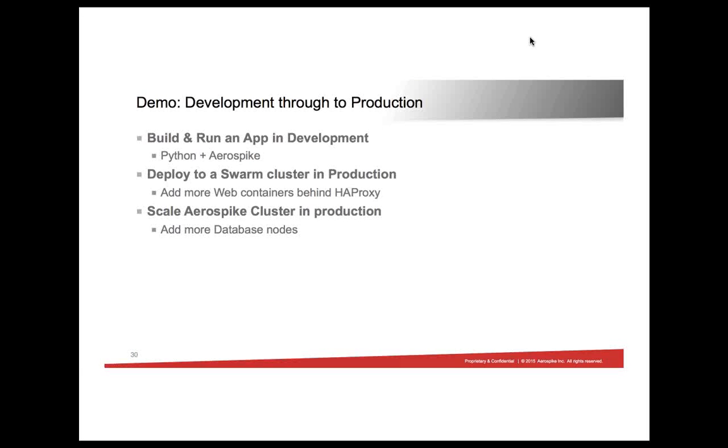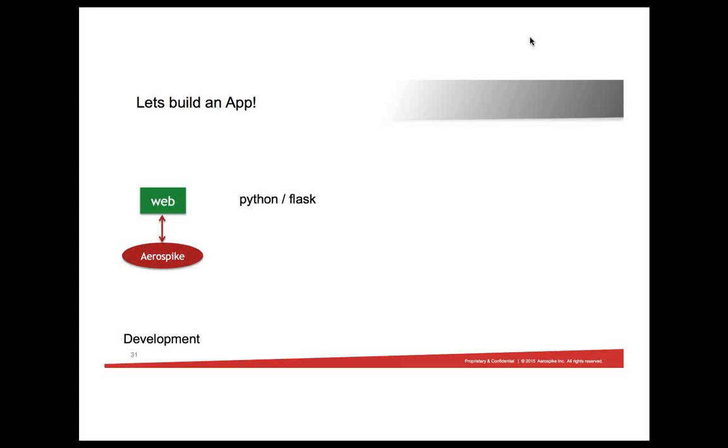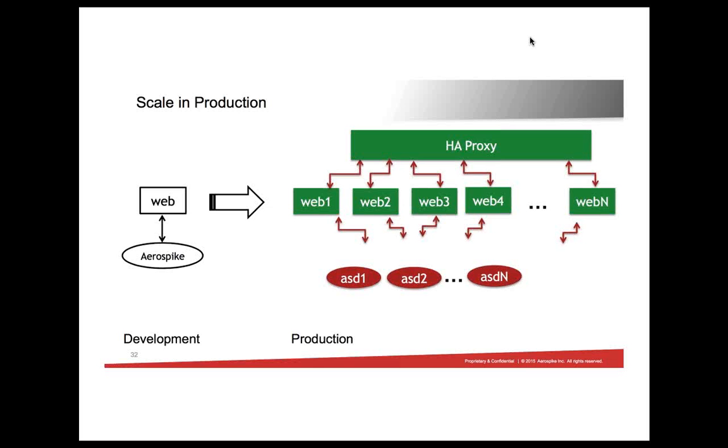We're going to take our application from a single web node and a single database node. We're going to put the application behind HAProxy so that we can scale out the web tier, and then we're going to scale out the database tier. So we're going to start like this diagram, where we've got a web container and an Aerospike container, and we're going to end up with a production deployment that looks something like this diagram. So that's the goal for the next 15-20 minutes as I bash through code.